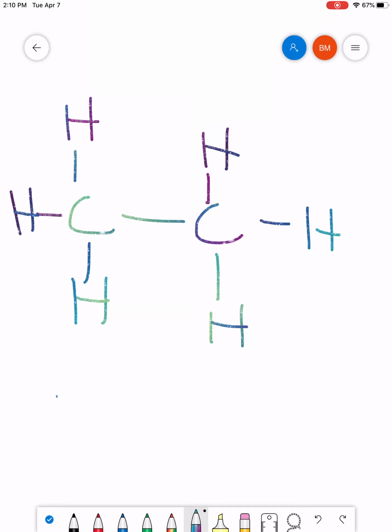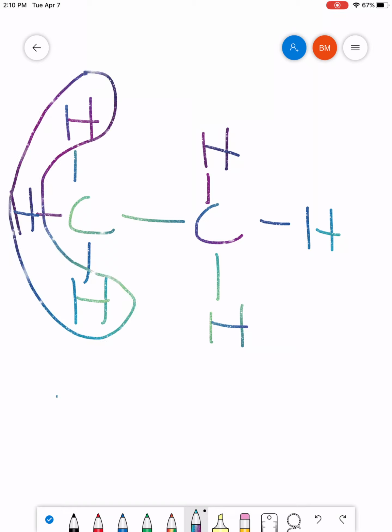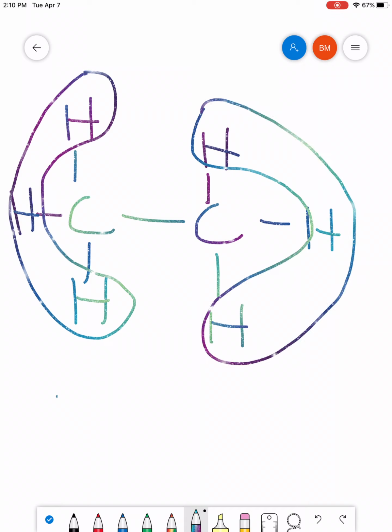If we wanted to compare, let's just make an assumption. Let's assume that all three of these are the same as each other. Are these two groups of three unique from each other to make two signals?